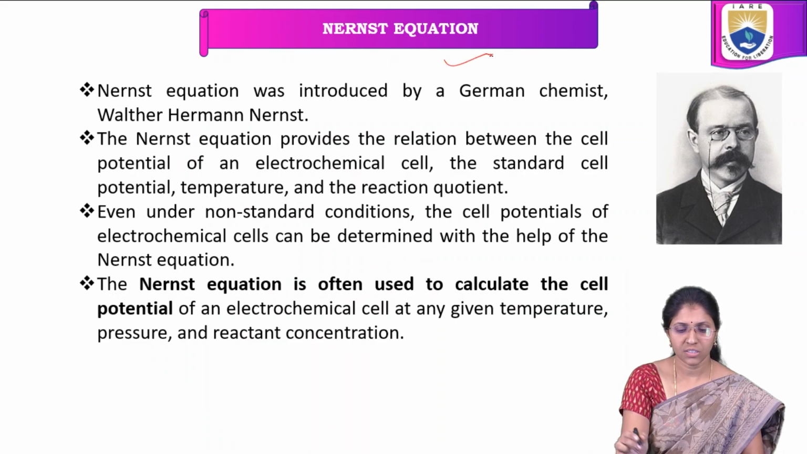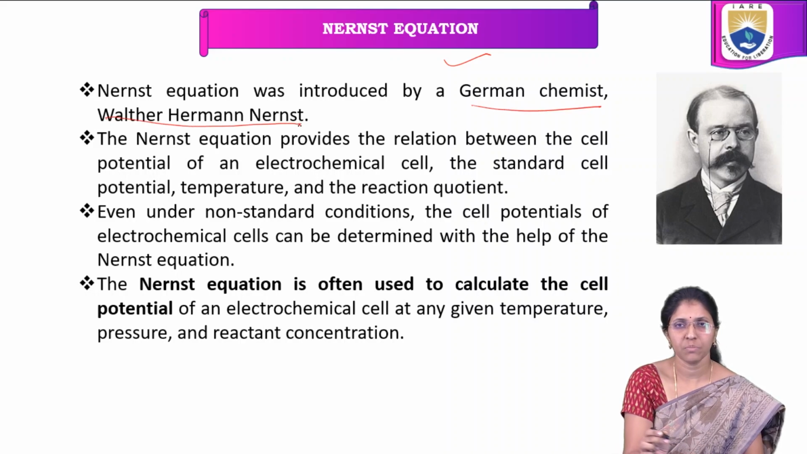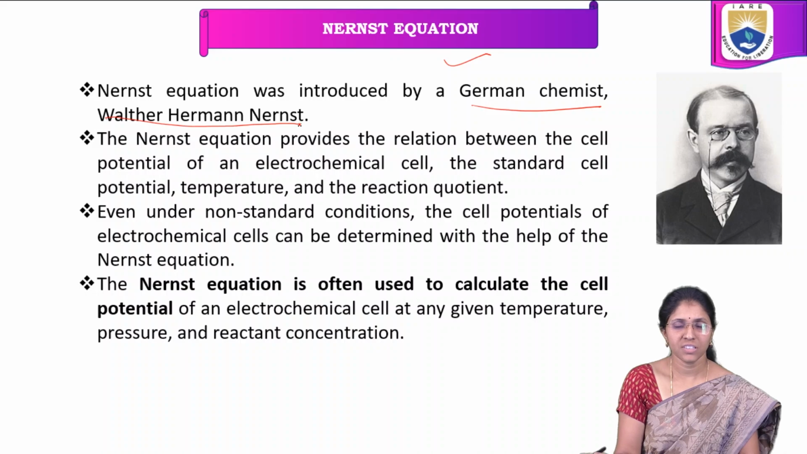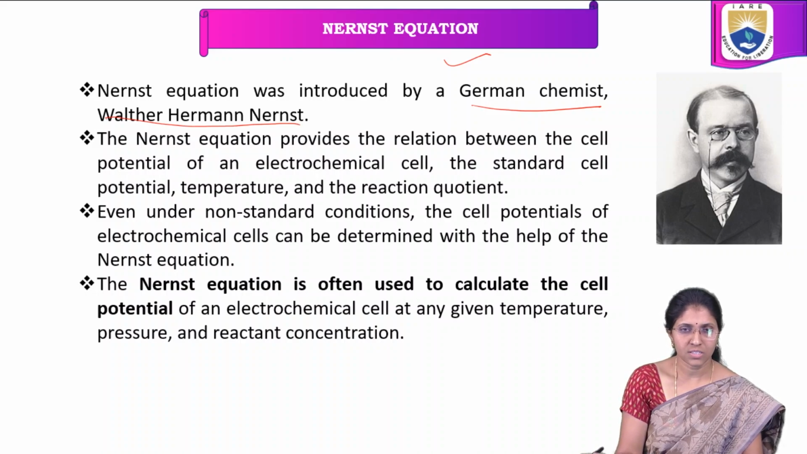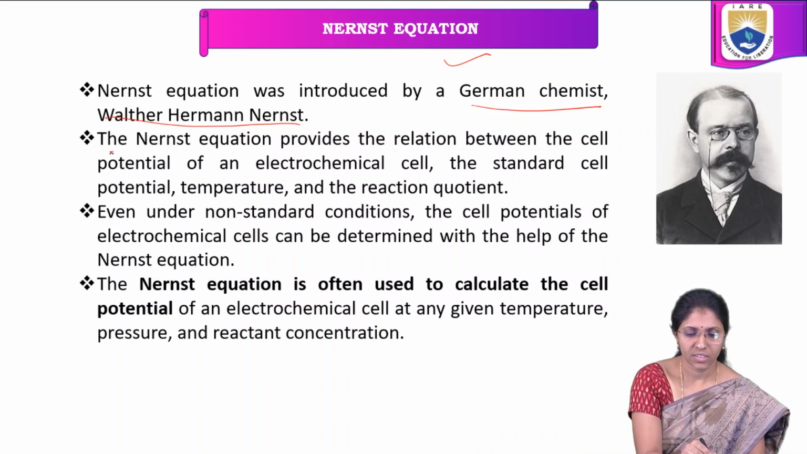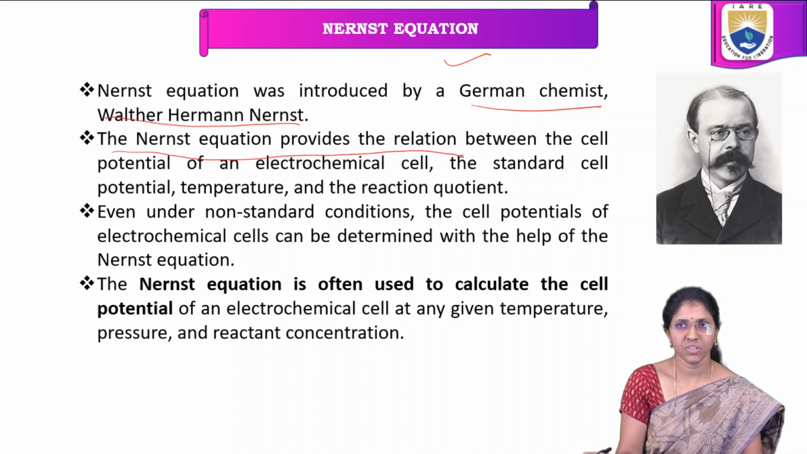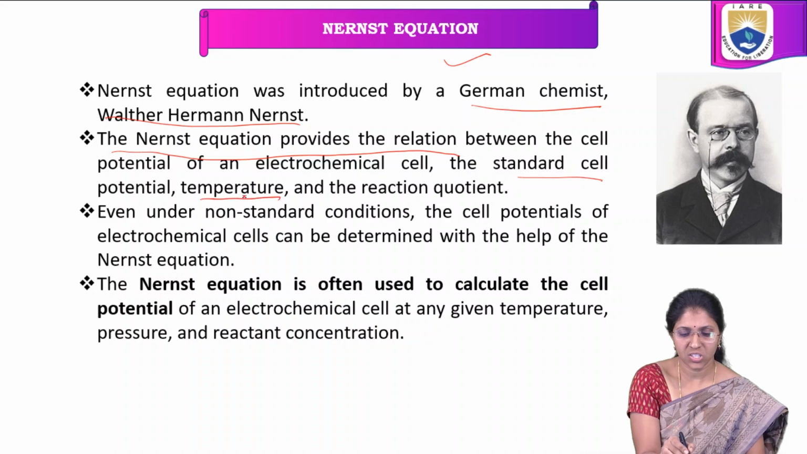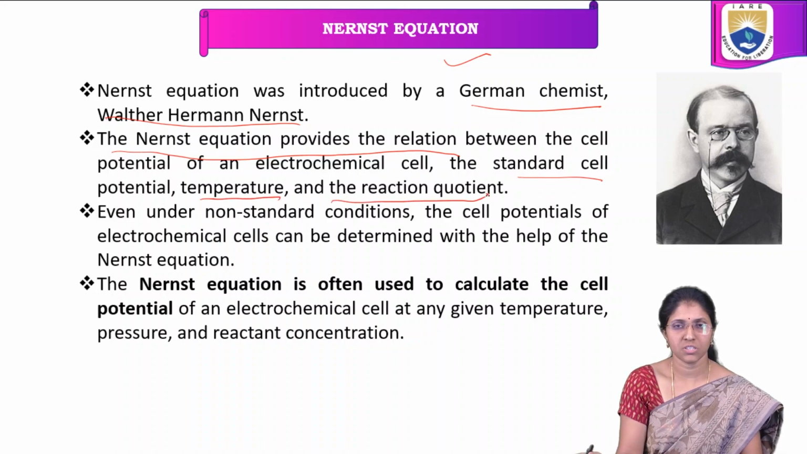The Nernst equation was introduced by the German chemist Walther Hermann Nernst. That's why this equation is called the Nernst equation. The Nernst equation provides the relation between the cell potential of an electrochemical cell, the standard potential, temperature and reaction quotient.